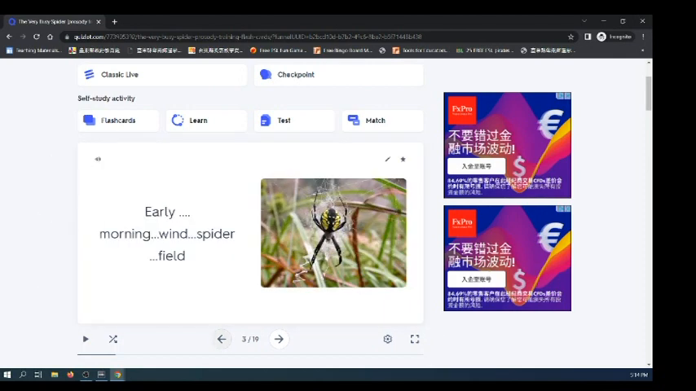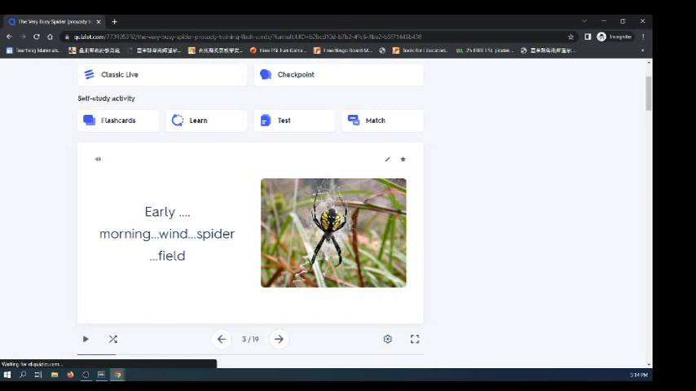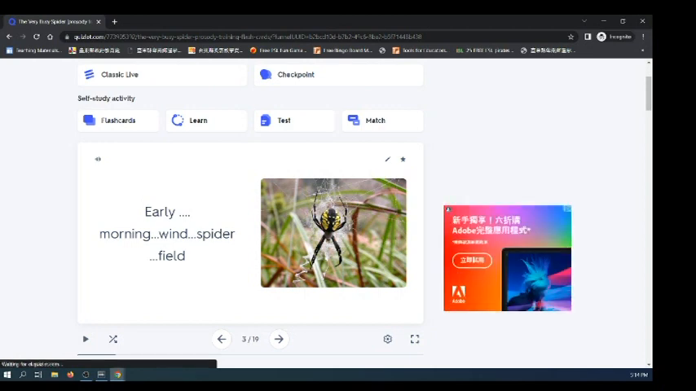So these words are the important words, and the rules for prosody are usually the first word, the last word. Nouns, like morning, wind, spider. Sometimes verbs, and also the negatives of no, not, don't, didn't. These ones are usually stressed.